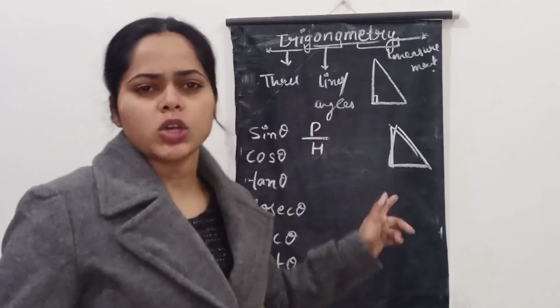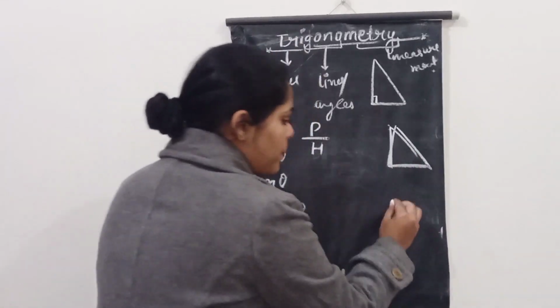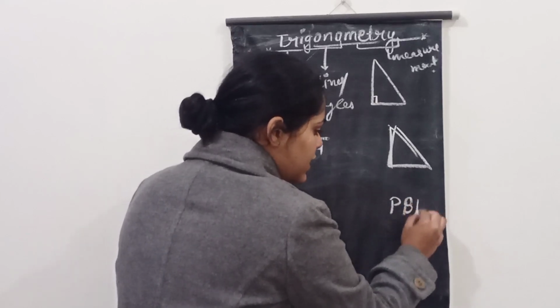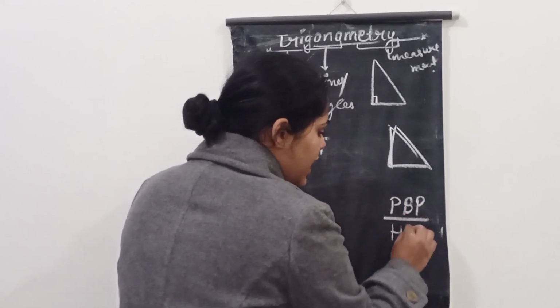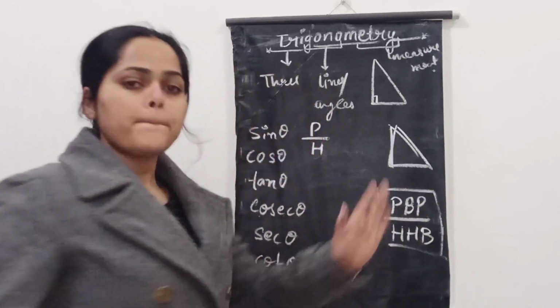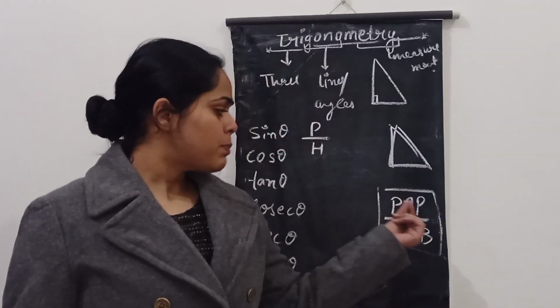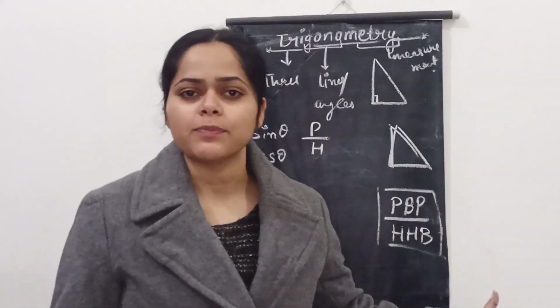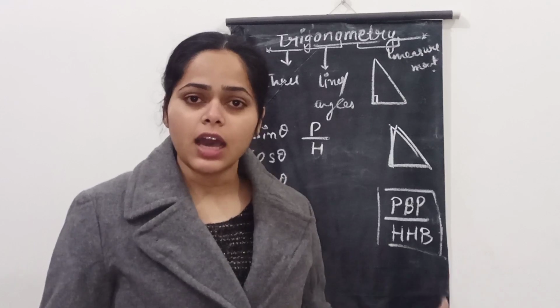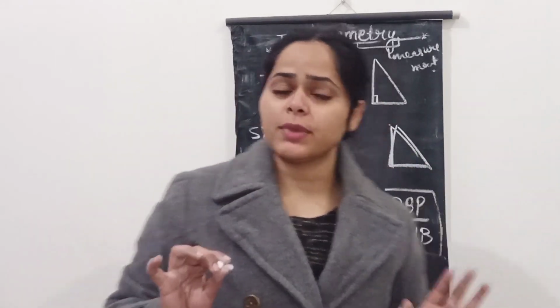There is a very easy concept to learn what sine, cos, cosec and the other trigonometric terms are. Simply remember P upon H B. Just learn this term: P upon H B. Pandit Bhari Prasad Har Har Bole, or Pandit Bhandari Prasad Har Har Bole. As per your choice, you can remember the concept.